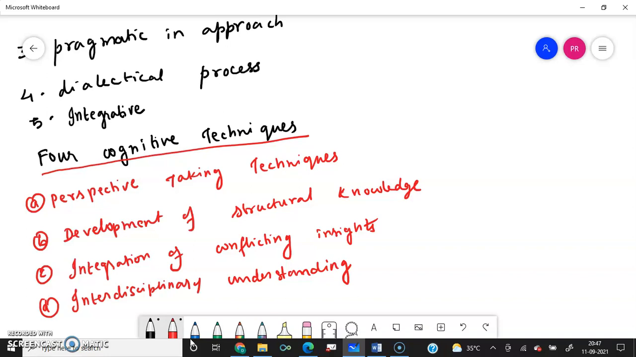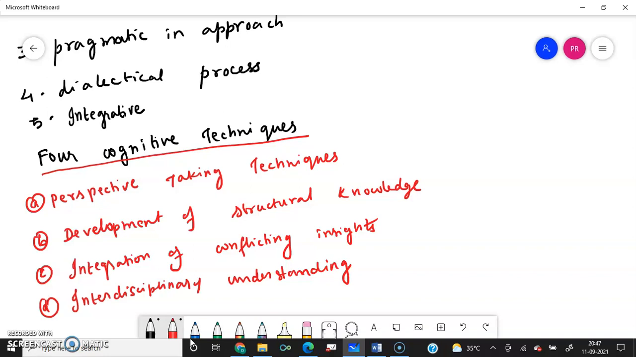Second one is development of structural knowledge. That is, problem solving requires declarative knowledge and procedural knowledge. Two types of knowledge. One is declarative knowledge and the other is procedural knowledge. What is declarative? This is the factual information about that particular problem. Procedural means what is the process involved in this. So all these two merge together in interdisciplinary learning, which enhances both declarative knowledge and procedural knowledge.